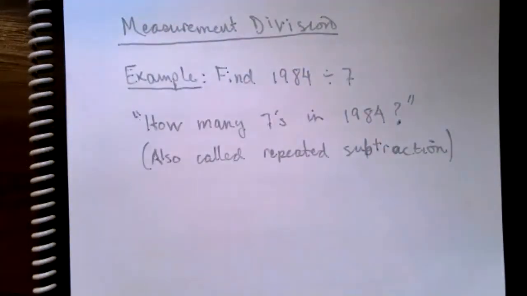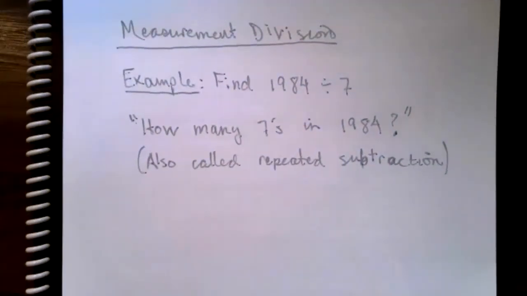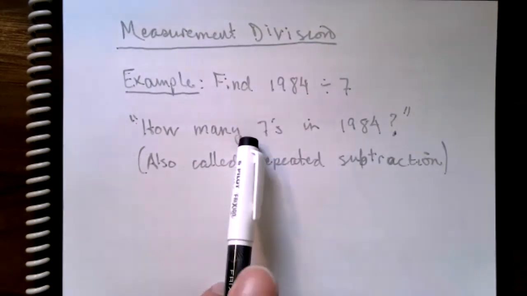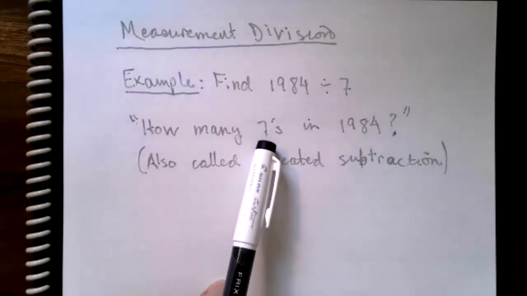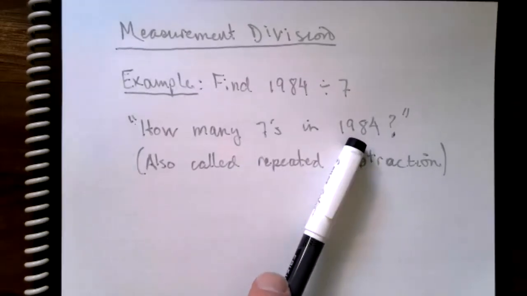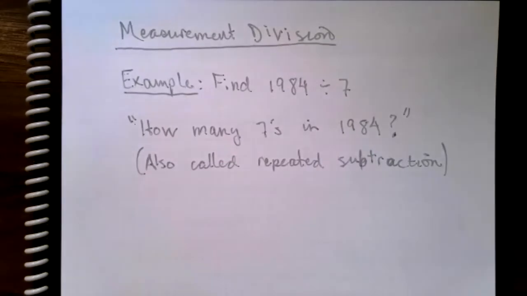Okay, you could also think of this as repeated subtraction. I got 1984. How many times could I take away 7 from this? Okay, now, if I were to just start taking away 7s, the bookkeeping would become overwhelming. Obviously, there are a lot of 7s in here. So here's a little strategy that is helpful. Don't start taking away 7s, start taking away larger multiples of 7.